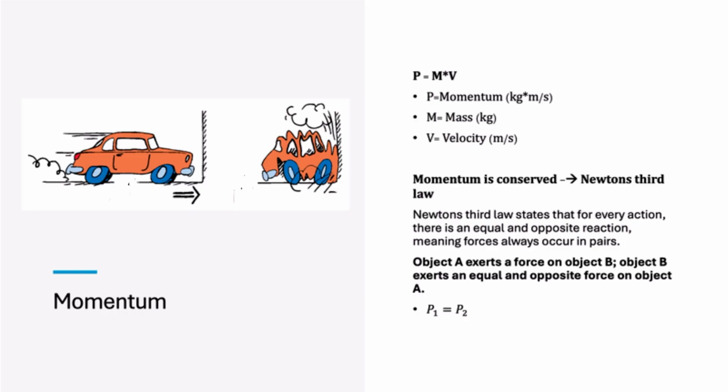The key thing we want to highlight is momentum is conserved, and we know this through Newton's third law. Newton's third law states that for every action there is an equal and opposite reaction. So this means that forces always occur in pairs. For example, if object A exerts a force on object B, according to Newton's third law, we know that object B will exert an equal and opposite force on object A. So this is how we arrive at the conclusion that P1 equals P2. Thus, momentum is conserved.